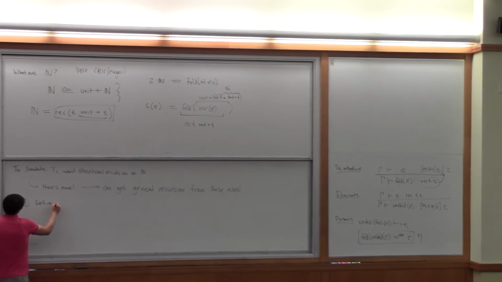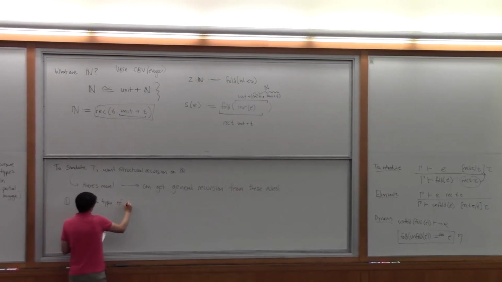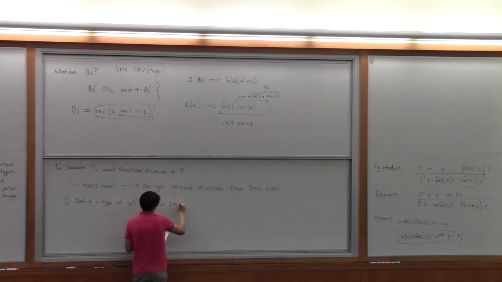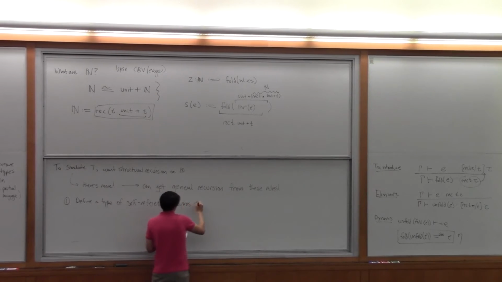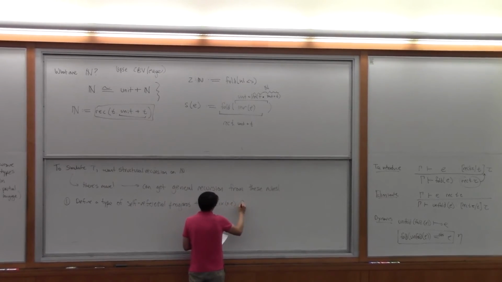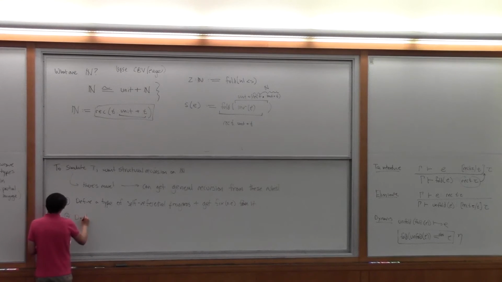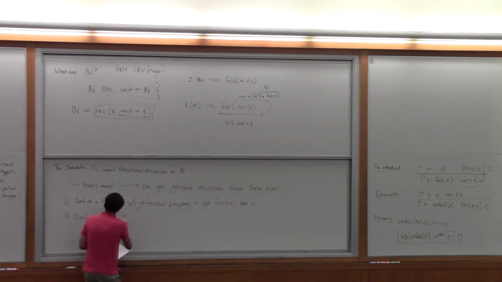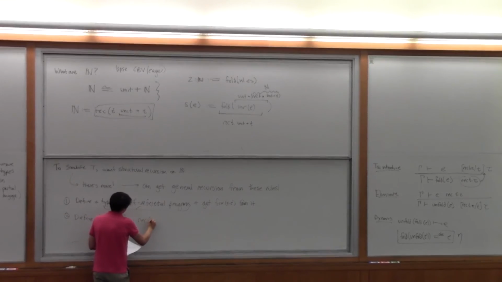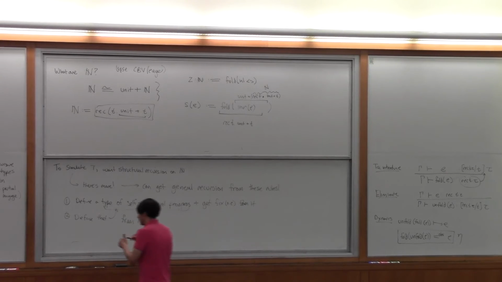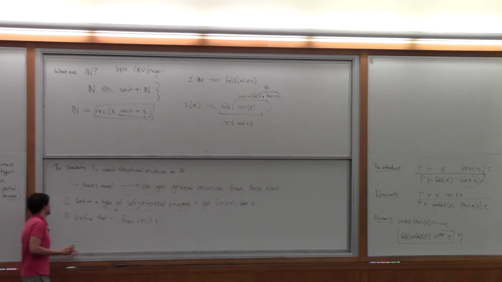1, define a type of self-referential programs and get the fix point construct fix x.e from it. And then 2, define that type of self-referential programs from rec t.tau. Okay, so I'm just going to go by way of an intermediate abstraction that I think helps clarify what's going on in the construction.